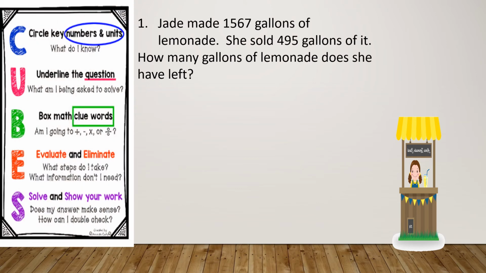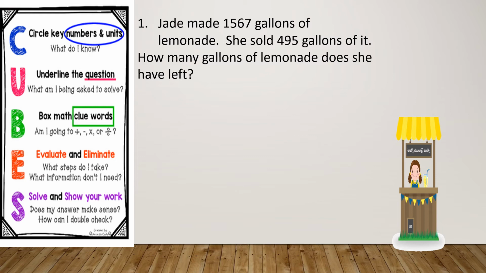Let's take a look at this word problem. Jade made 1,567 gallons of lemonade. She sold 495 gallons of it. How many gallons of lemonade does she have left?